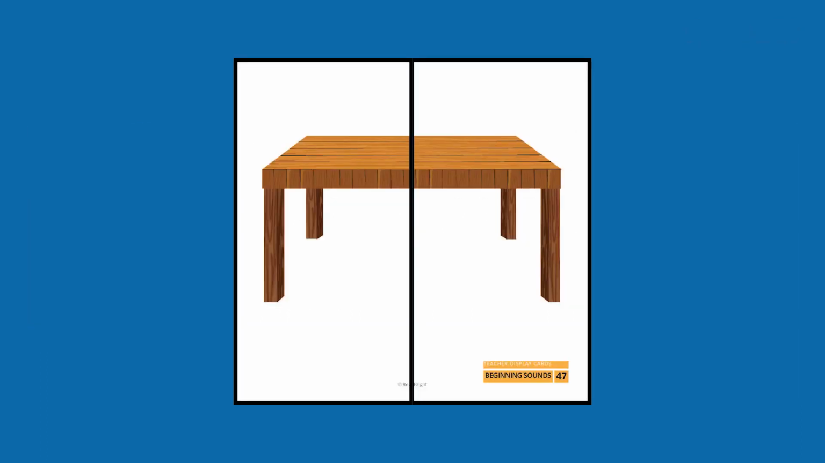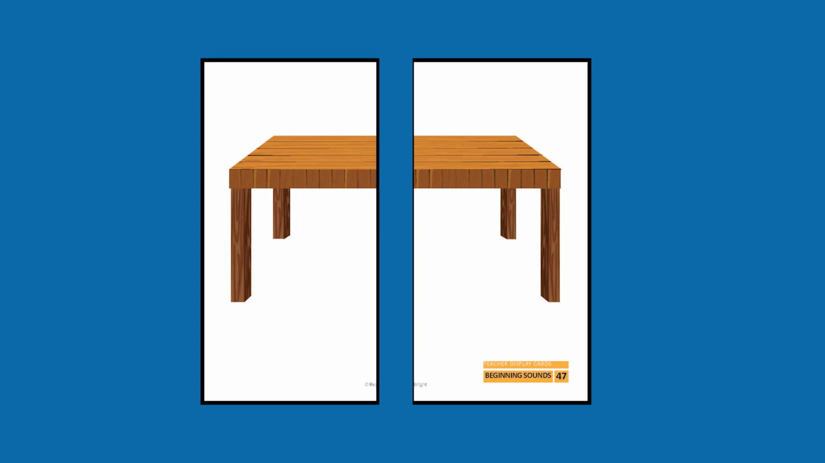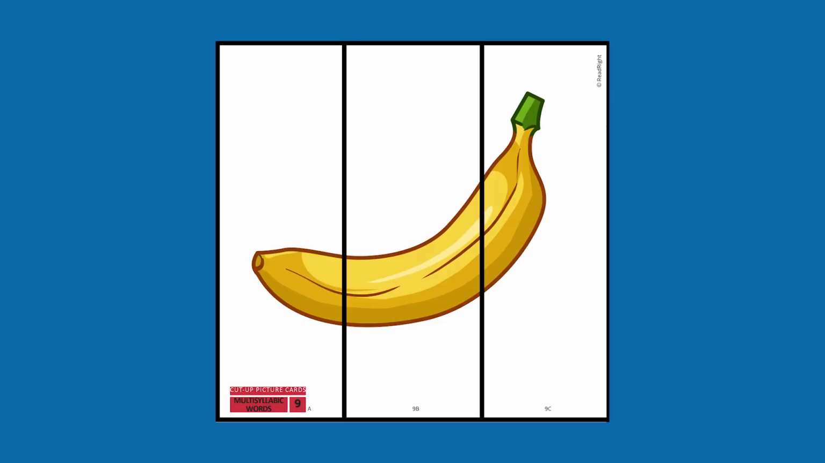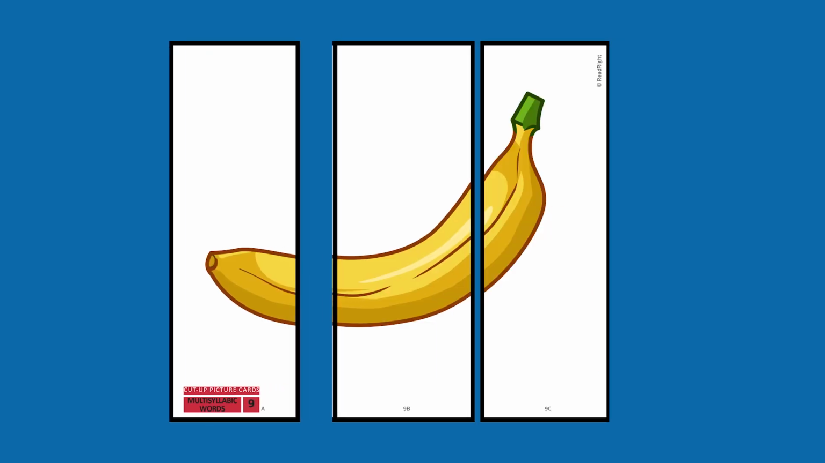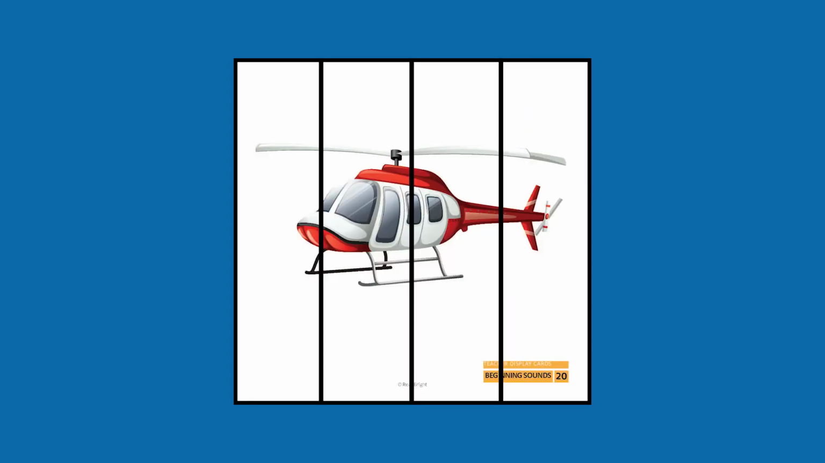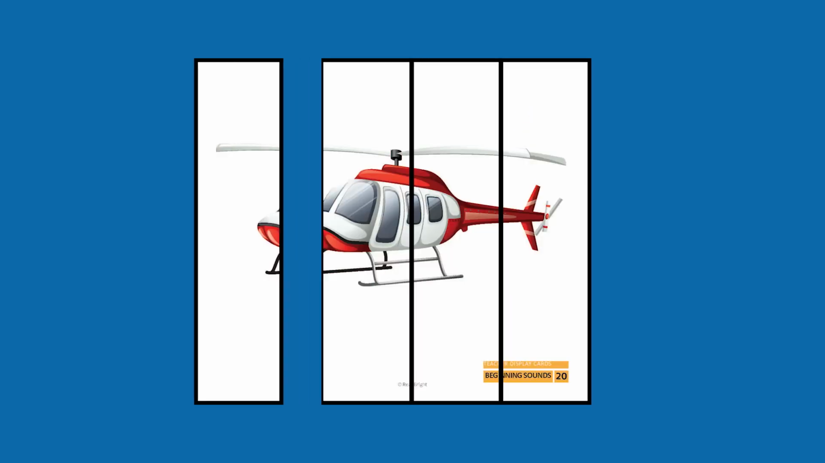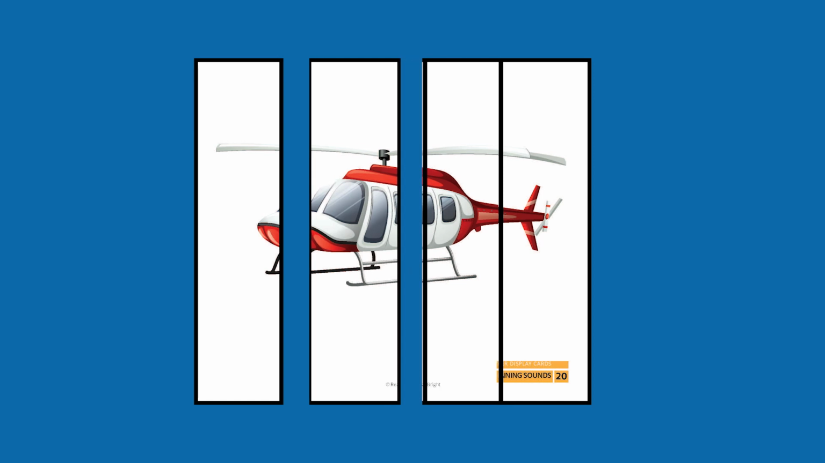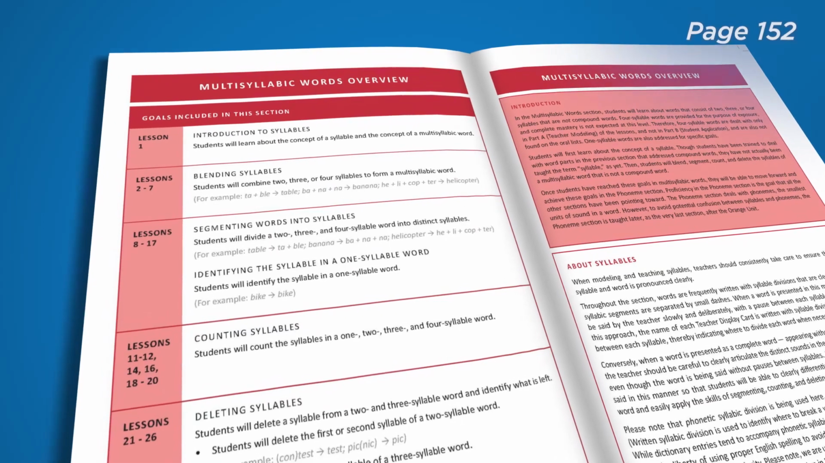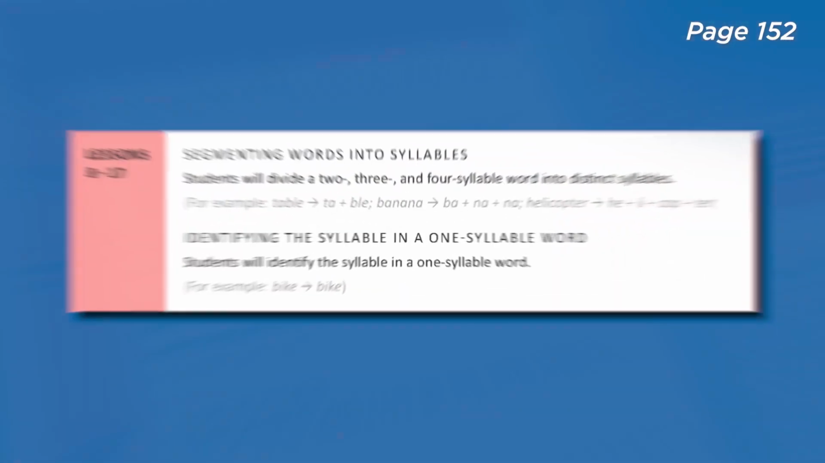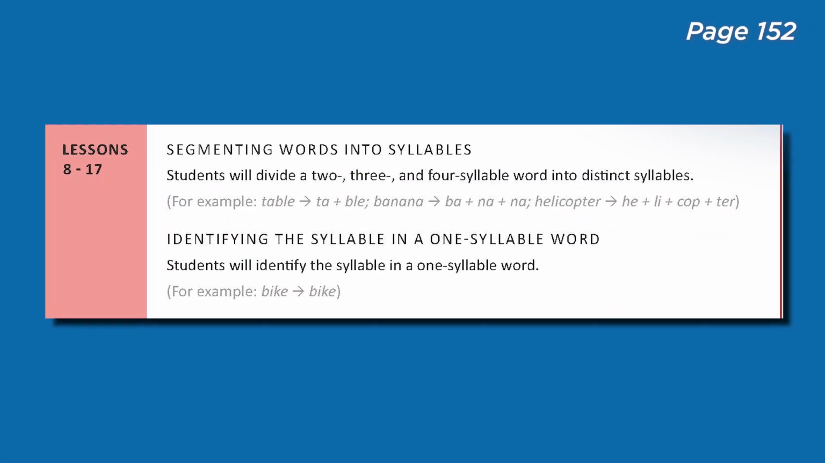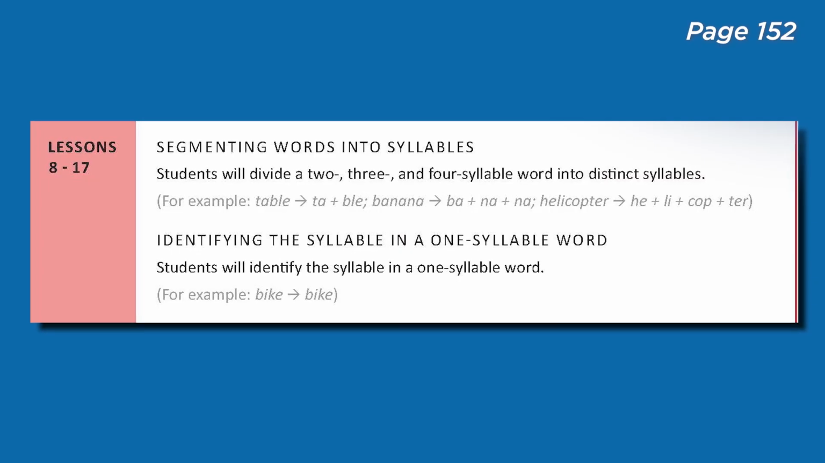For example, table is made up of ta-ble. Banana is made up of ba-na-na. Helicopter is made up of he-li-cop-ter. Identifying the syllable in a 1-syllable word. Students will identify the syllable in a 1-syllable word. Here is an example of a word made up of 1 syllable. Bike. That word has only 1 syllable.